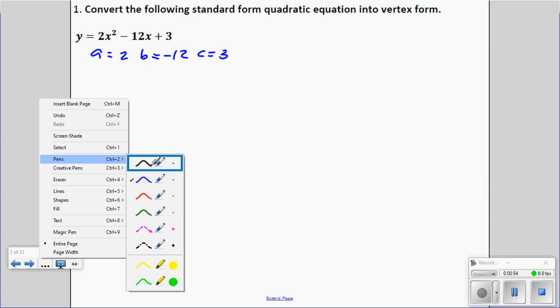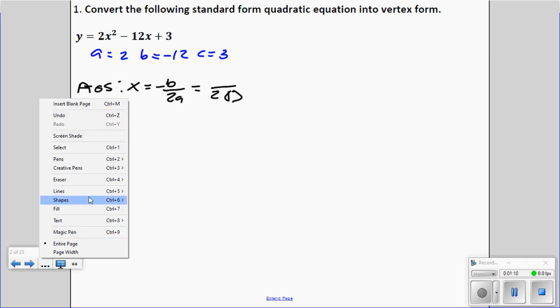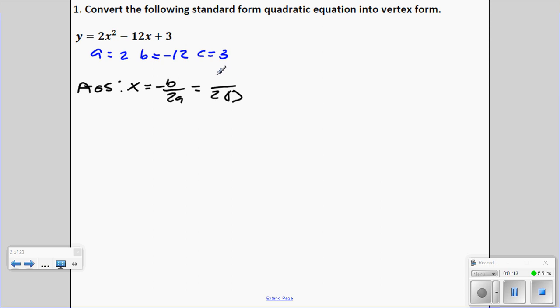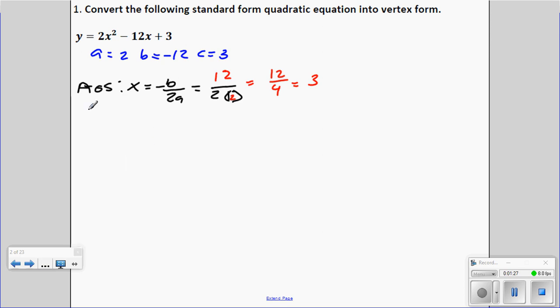To find our vertex, we find the x value using the axis of symmetry formula, which is x equals opposite B over 2A. Opposite of negative 12 is positive 12, and then A again is 2. So that's 12 over 4, which is 3. We then take 3 and replace all x values in the equation with 3. Make sure you show your work.